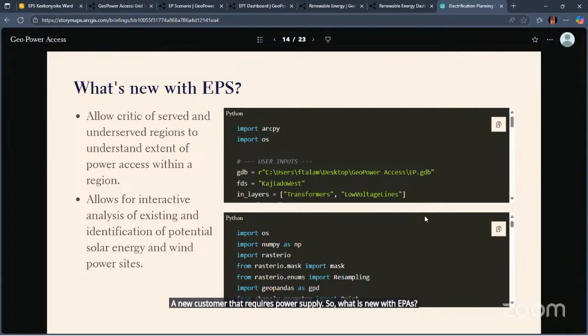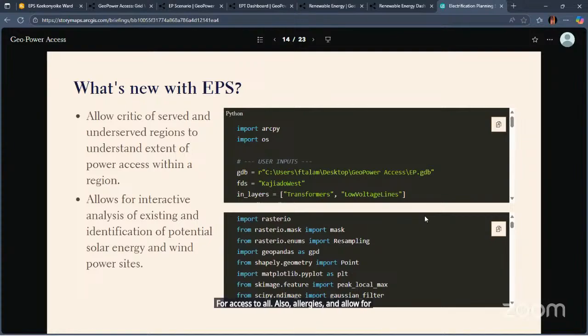The major aspect is that it will allow for the critique of these served and underserved regions, first to identify the priority areas, and also to aid stakeholders in making decisions on the respective electrification strategies that will be adopted to ensure power access to all, and allow for the identification of other regions within the area that can be set up as renewable energy sites and have a greater output of power.